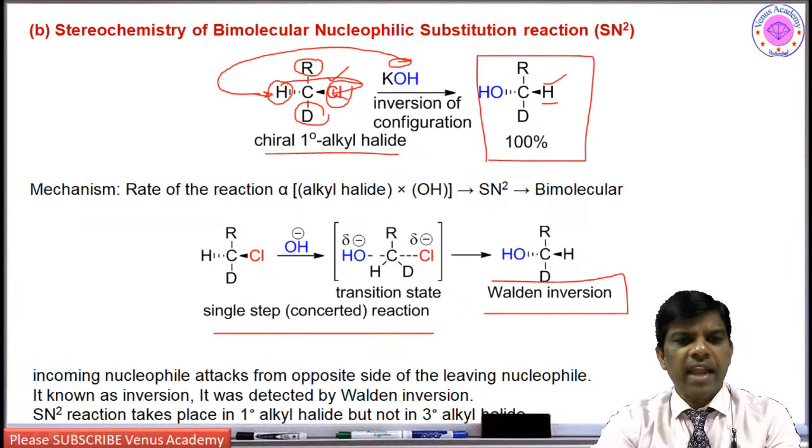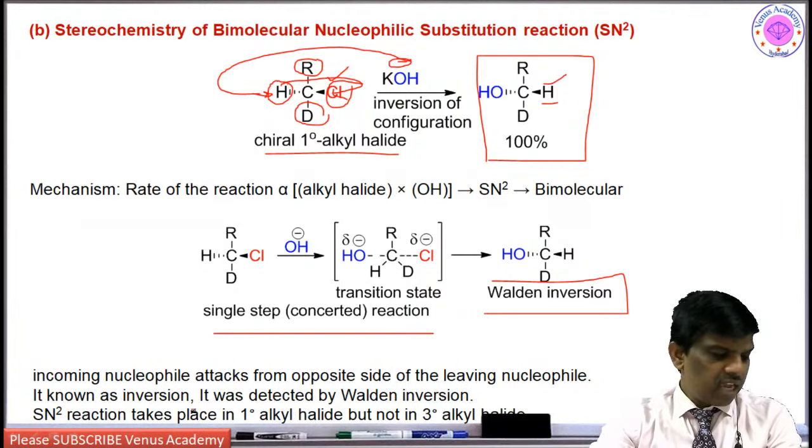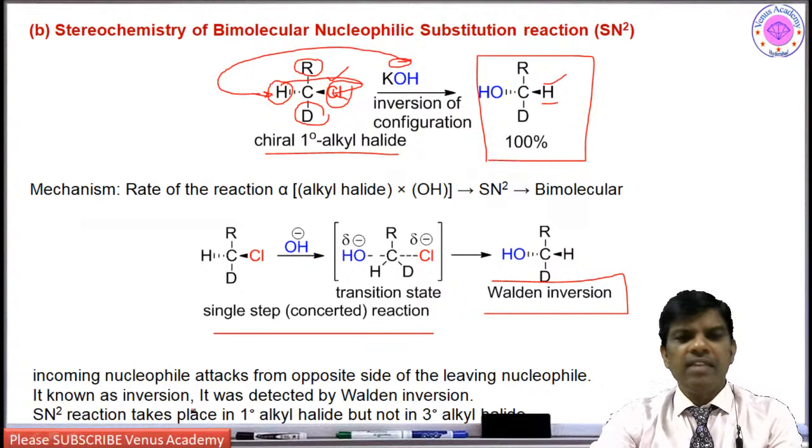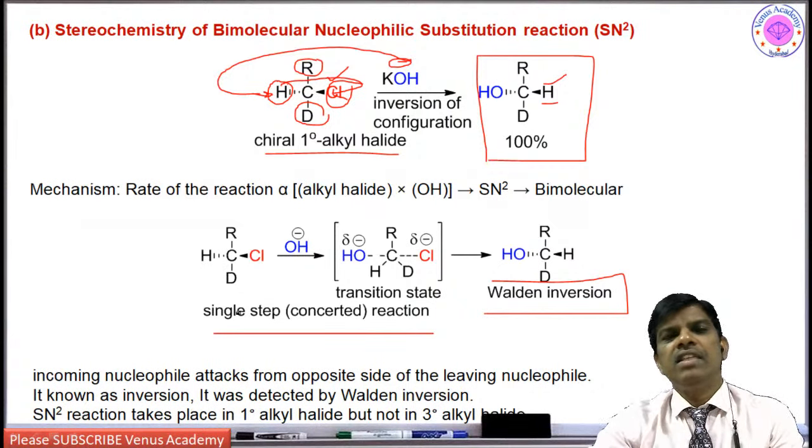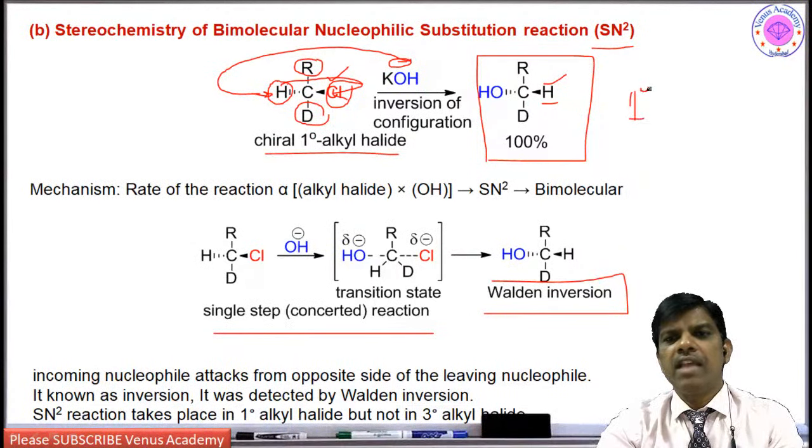Incoming nucleophile attacks from the opposite side of the leaving group, it is known as inversion. It was detected by Walden. So this SN2 reaction takes place with Walden inversion. Then where do you find it? This type of SN2 reaction is observed in primary alkyl halides, whereas SN1 is tertiary, SN2 is primary.